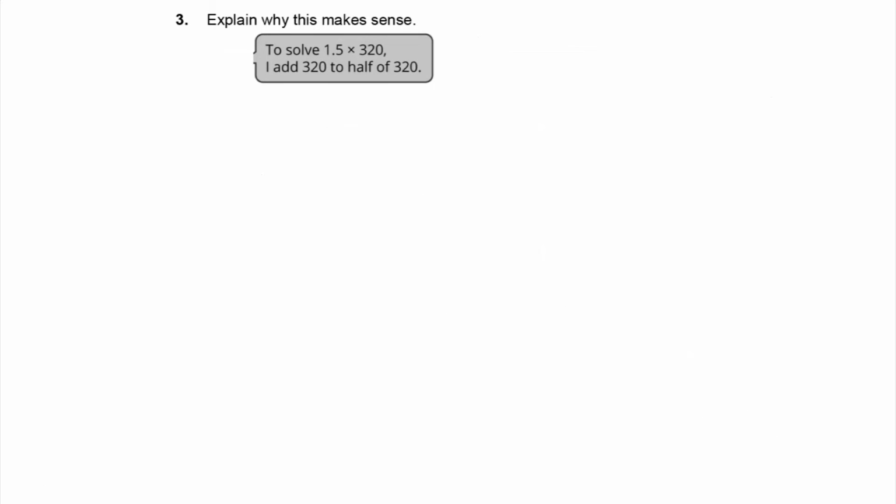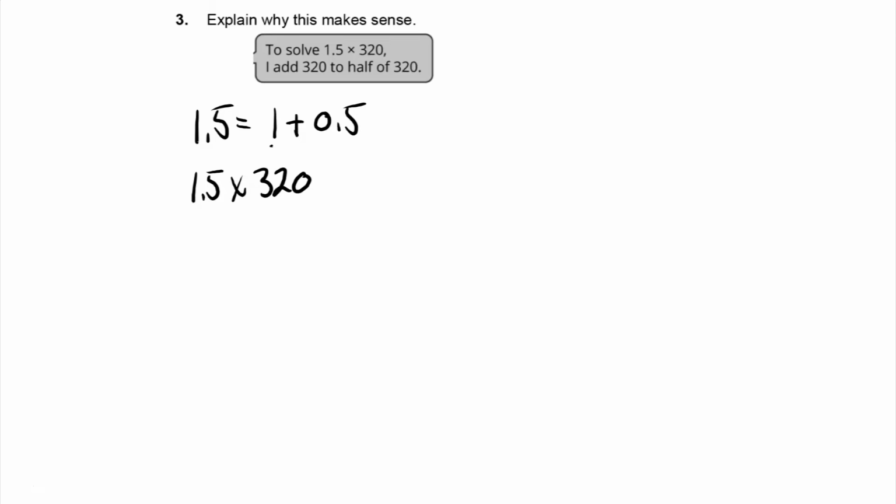Explain why the following makes sense. To solve 1.5 times 320, I add 320 to half of 320. Well, let's think about this. 1.5 is equal to 1 plus 0.5, or 1 plus a half. We're trying to figure out what 1.5 times 320 is.